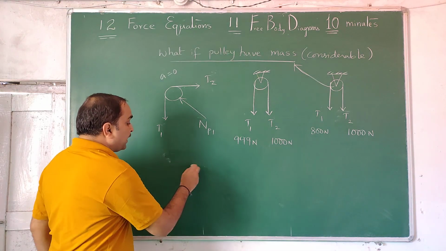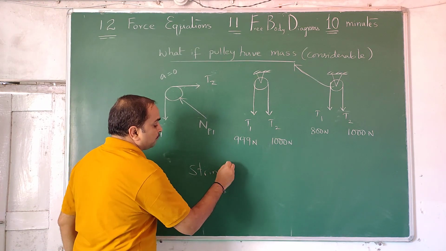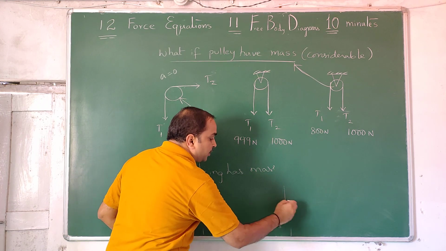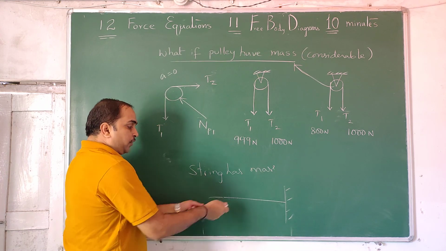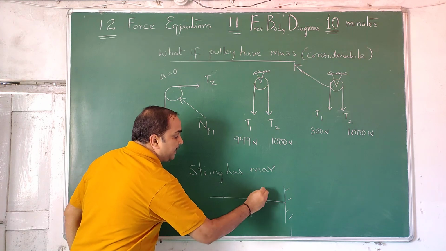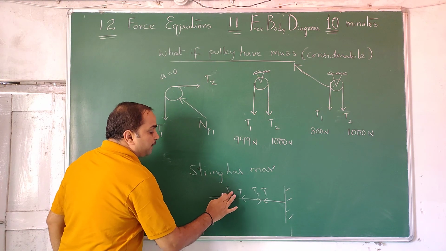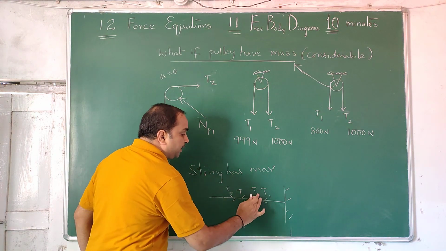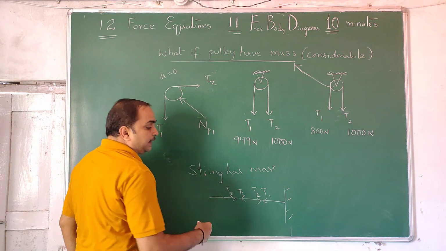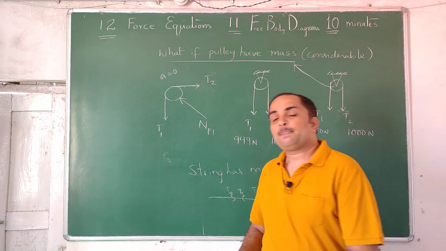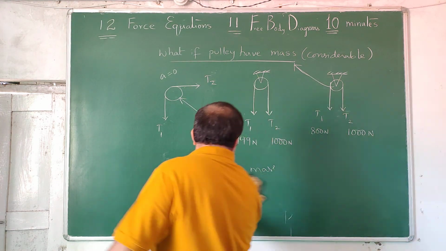If at all the string has mass, suppose we have one hard surface to which you have tied the string and we are pulling. So everywhere we take T, everywhere we take T, like that. But when the string has mass, you have to take T1, T2, T3, T4, like that. Every point to point you have to take different tensions. These all things will be a part and parcel of the subject. It will come in future.